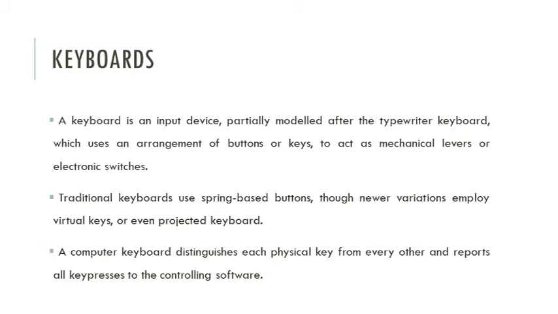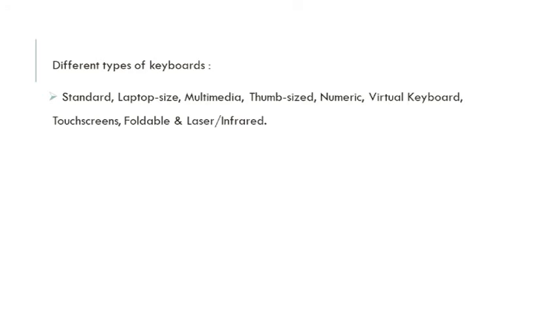So a keyboard is an input device partially modeled after the typewriter keyboard, which uses an arrangement of buttons or keys to act as mechanical levers or electronic switches. We have different types of keyboards available, which include the standard keyboard, laptop size keyboard, multimedia keyboard, thumb size keyboard, numeric keyboard, virtual keyboard, touch screens, foldable keyboards, and finally the laser or infrared keyboards. So these are some divisions of these keyboards.